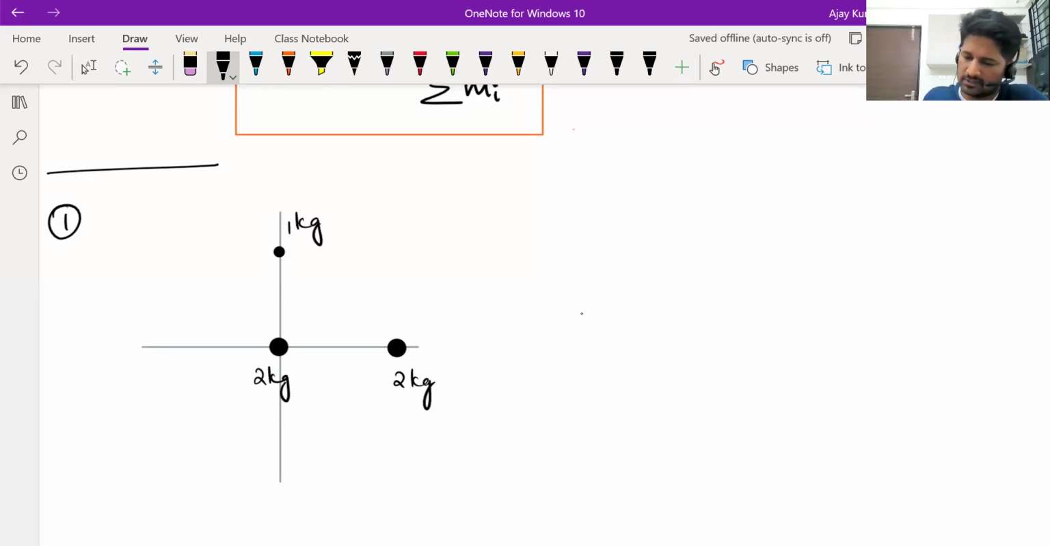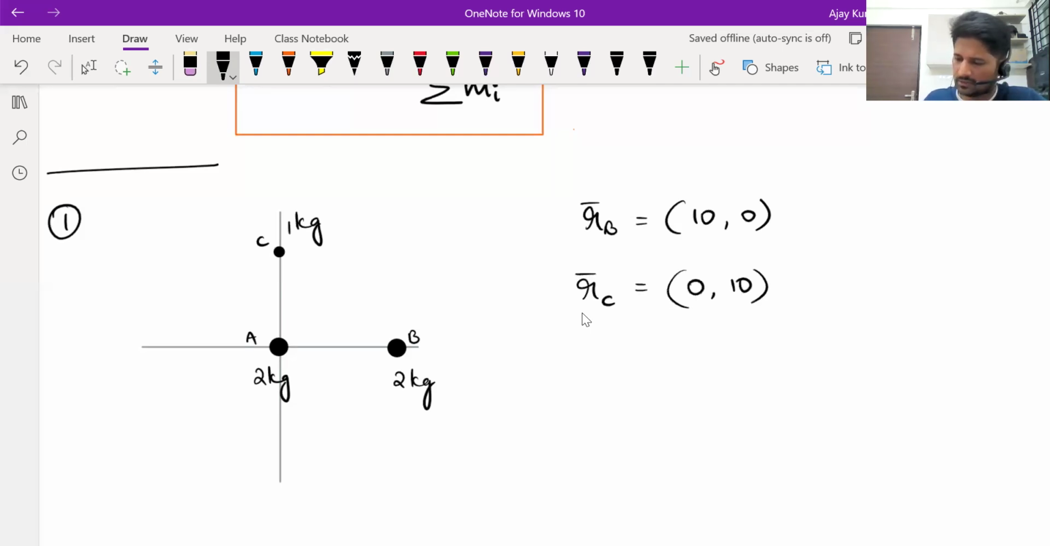One of them is at the origin, you can clearly see. The other one, okay, let's name them as A, B, and C. See, A is at the origin. Position of B, let's say, is 10, 0. It's on the x-axis, no? So 10, 0. Position of C is 0, 10. It's on the y-axis. Identify the position of center of mass of this system.